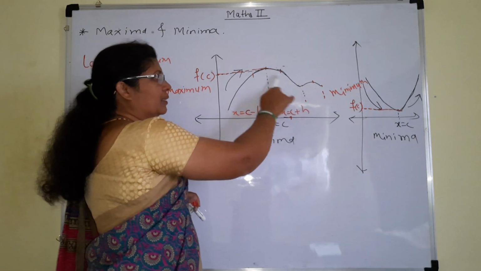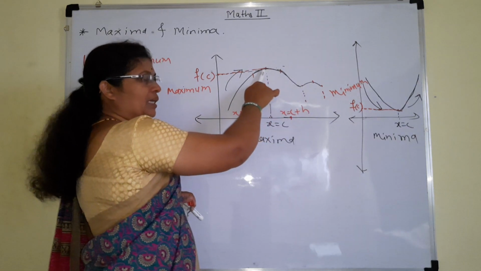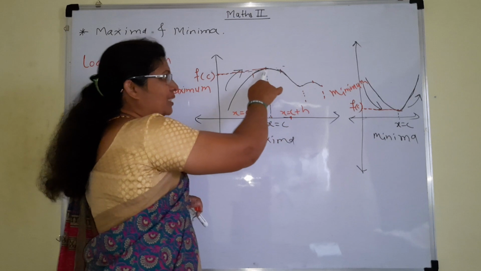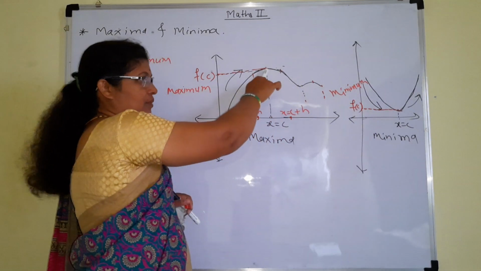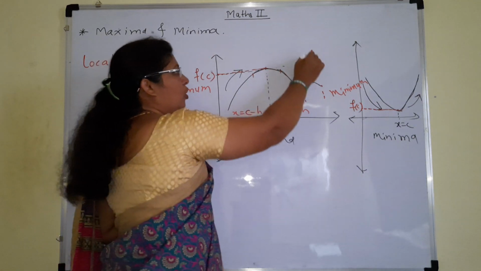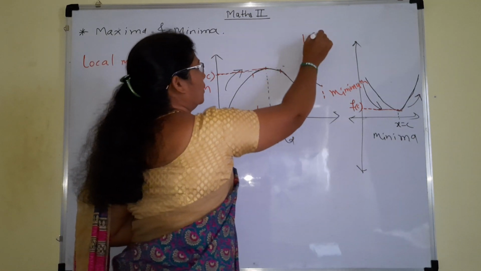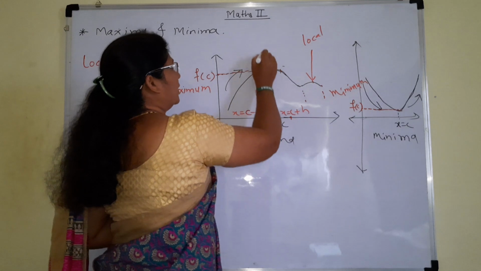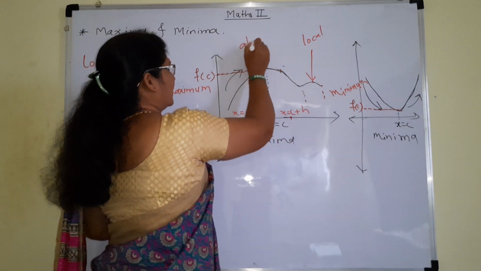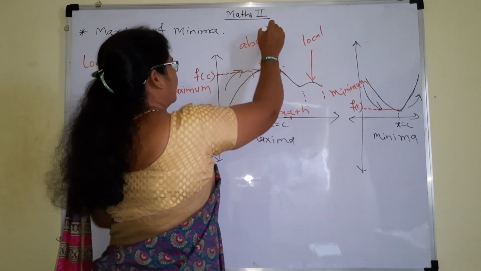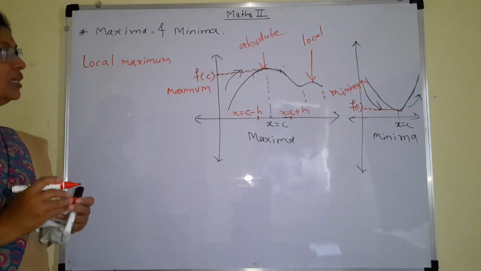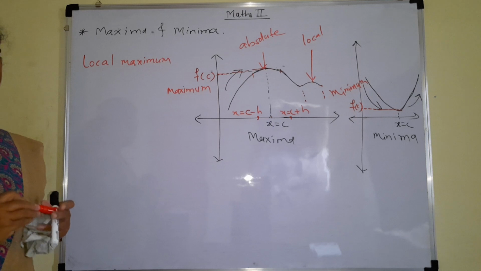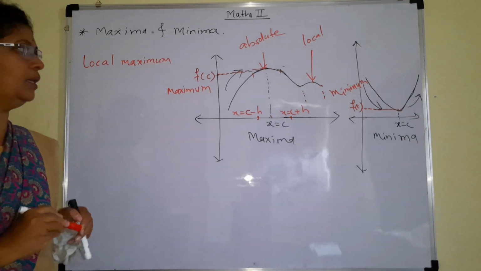But if I compare these 2 points, this one is greater than this one. So this is called absolute maximum. This one is called local maximum, and this point is called absolute maximum. Got it? So generally we will find local maximum and local minimum.